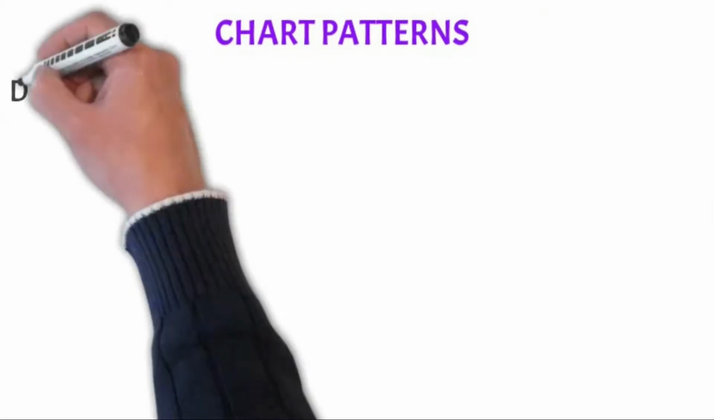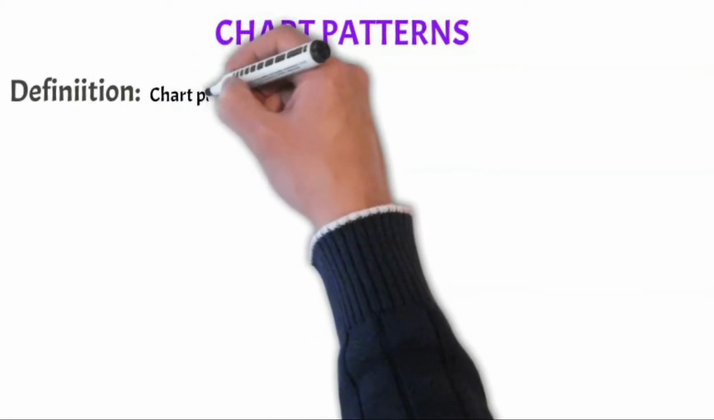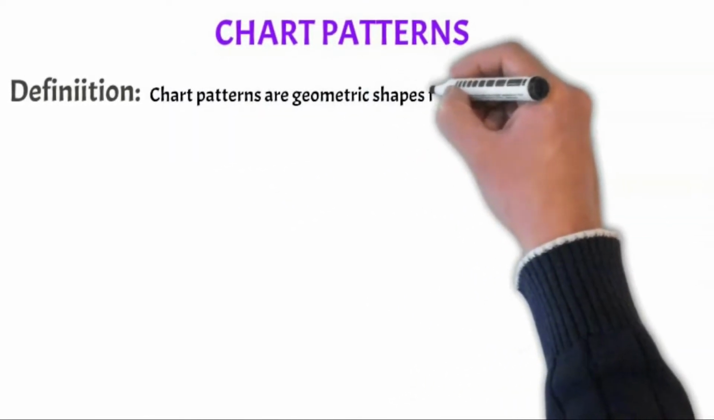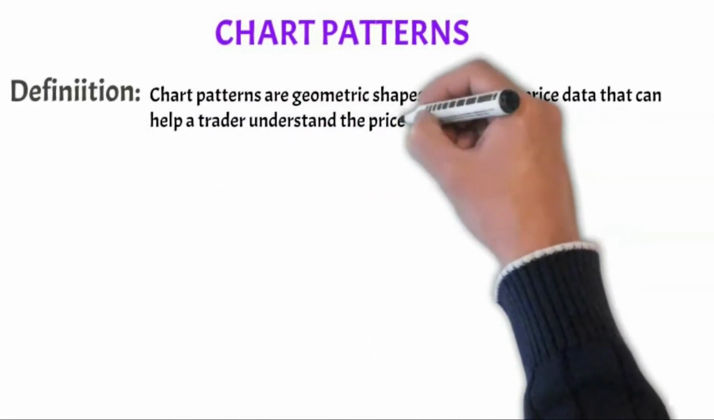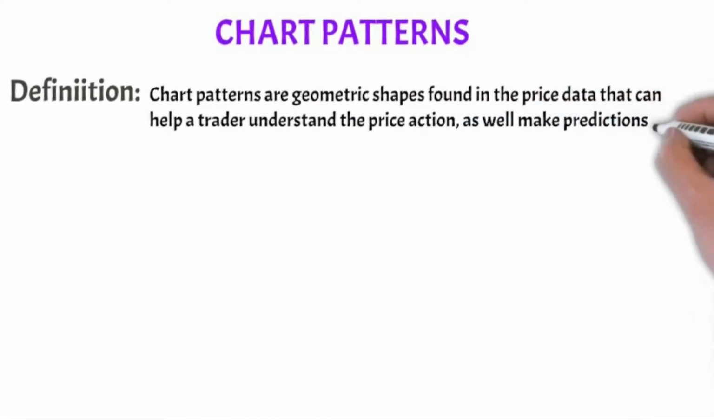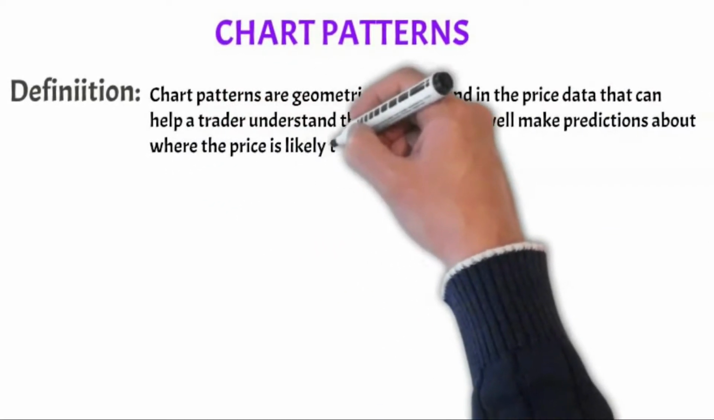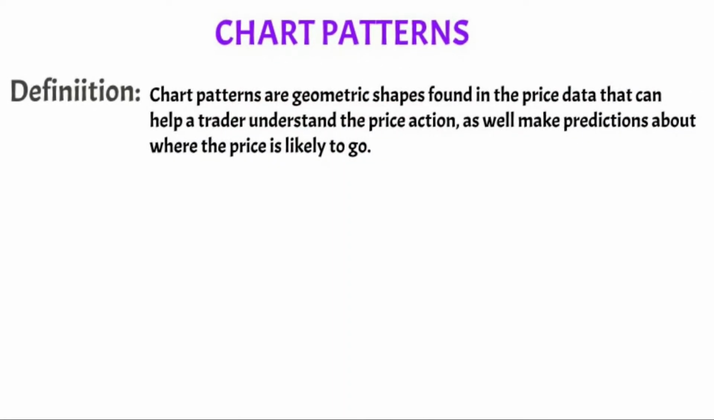The next topic under technical analysis is chart patterns. Now, there is a difference between chart patterns and candlestick patterns. Chart patterns are geometric shapes found on the price data that can help a trader understand the price action, as well as make predictions about where the price is likely to go. And candlestick patterns, on the other hand, can involve only one single candlestick or a group of candlesticks which are formed one after the other.